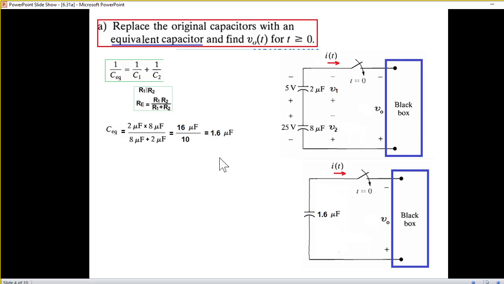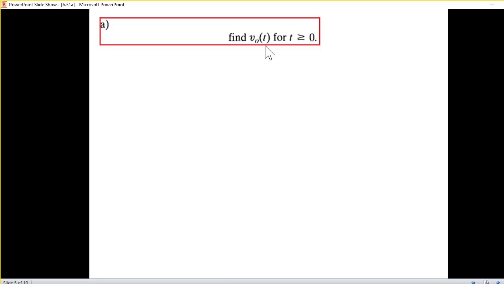Next part is find v0(t) for t greater than 0. This is after the switch is closed, so we have to find v0(t) for any time t. The voltage across the capacitor for any time t is given by this formula: 1 over C times the integral from 0 to t of i(tau) d tau, plus a constant, which is the initial capacitor voltage.